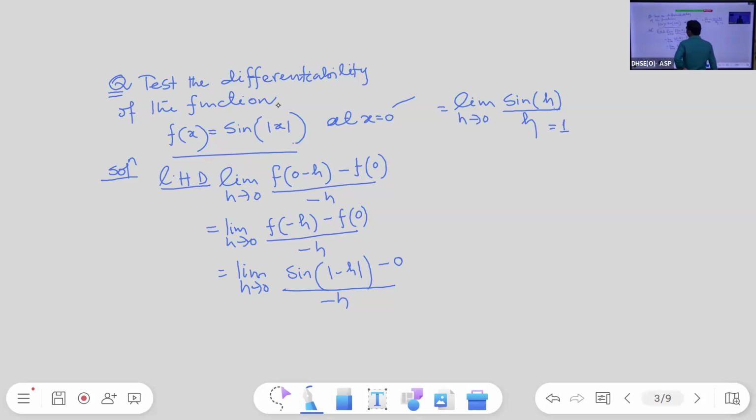Shruti is pretty good at mathematics. Okay, then RSD.